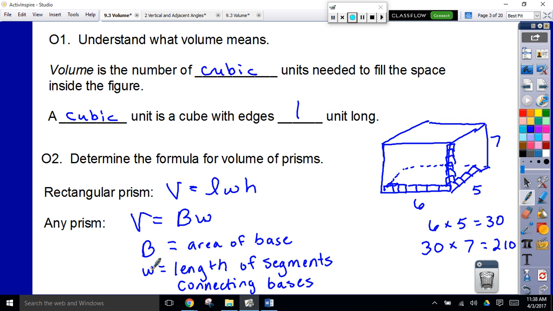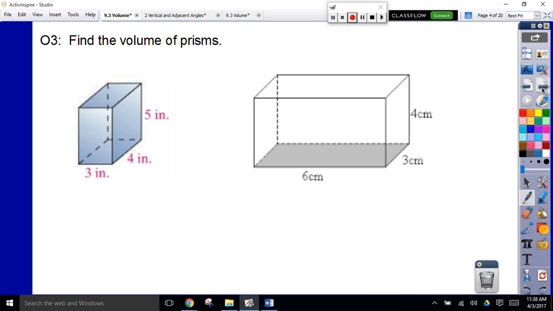Okay, any questions about these formulas? Aren't these nice and easy compared to those surface area formulas? A lot less to figure out. Okay, so we're already on objective 3, finding the volume of prisms.